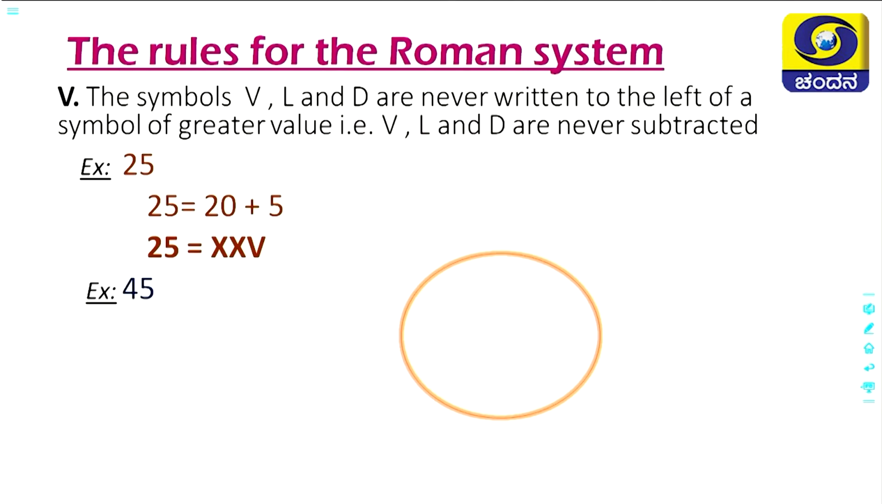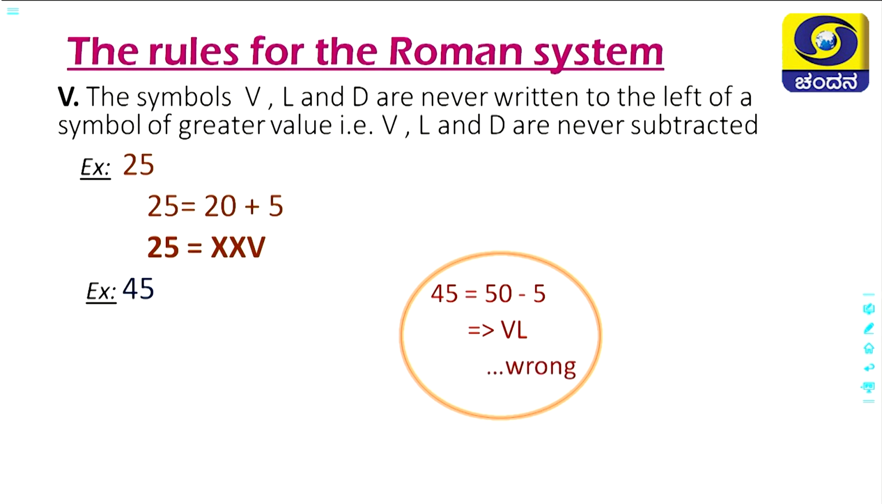Next one, 45. Can we write 45 by subtracting 5 from 50, like VL? No, we can't write it because V and L are never subtracted from any other symbols. That is why we should not use V to the left of L. So, what is the correct Roman symbol for 45?